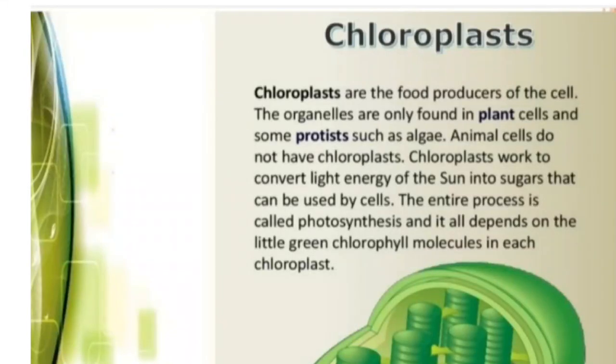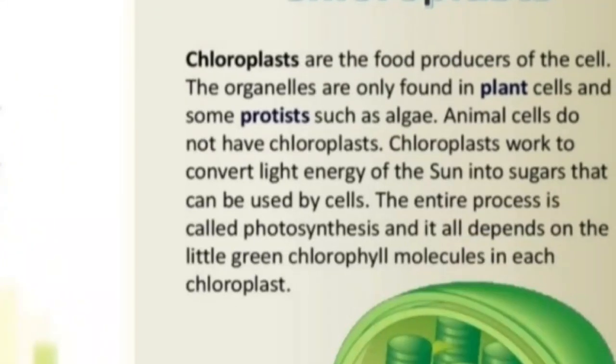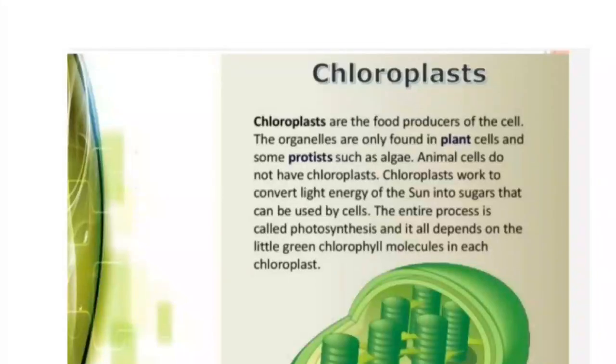Chloroplast works to convert light energy of the sun into sugar that can be used by cells. The entire process is called photosynthesis. We know about this, that is, chloroplasts take the light energy from the sun and convert it into sugar that can be used by the cell. The entire process is called photosynthesis.